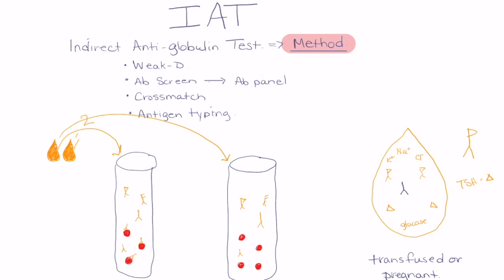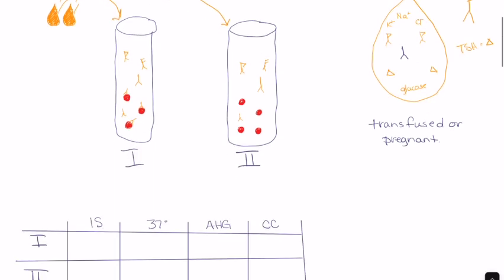So we centrifuge these, so an immediate spin. This is 15 to 20 seconds. We spin this, okay, and we read the tubes. Okay, and according to my picture up here, this is immediate spin. These are an IgG antibody. Okay, so since it's an IgG antibody, immediate spin is room temperature. We are likely not going to see a reaction.